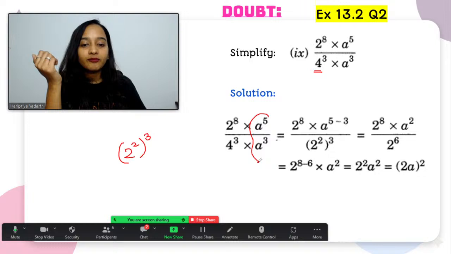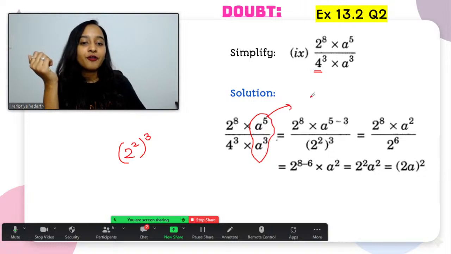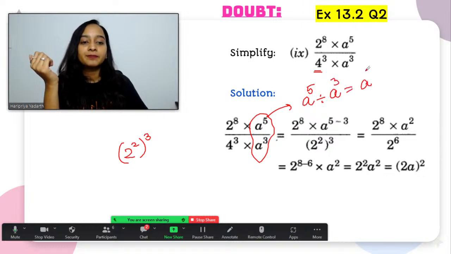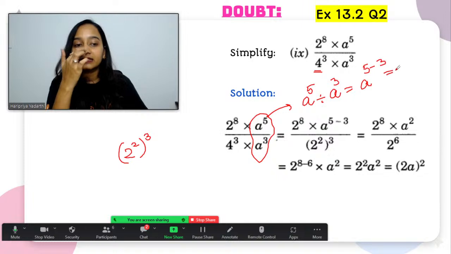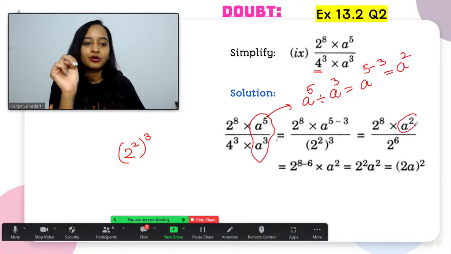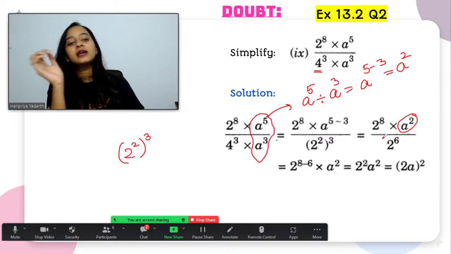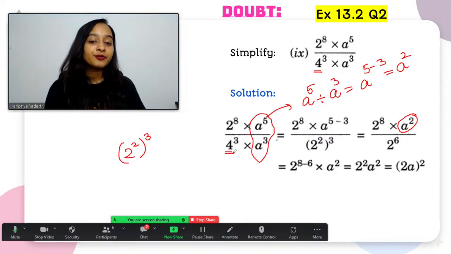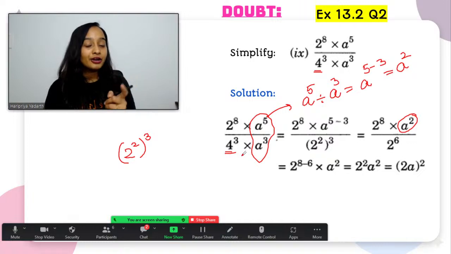Now here, what happened here? It is of the form a to the power 5 divided by a to the power 3, which is equal to a to the power 5 minus 3, which is a to the power 2. So this is how you're going to write this here. Okay. Now you've somehow converted the base 4 as 2. How did you do that?